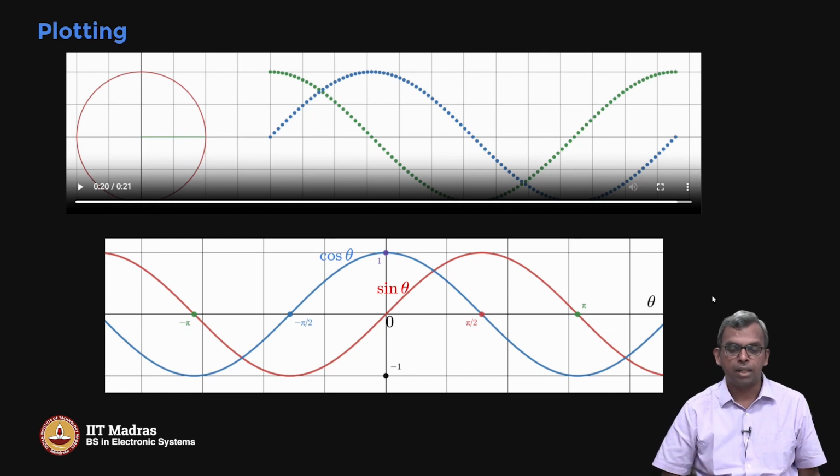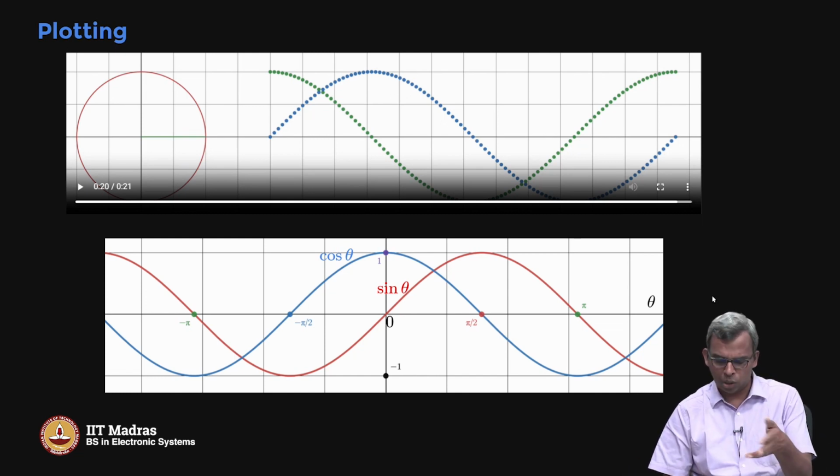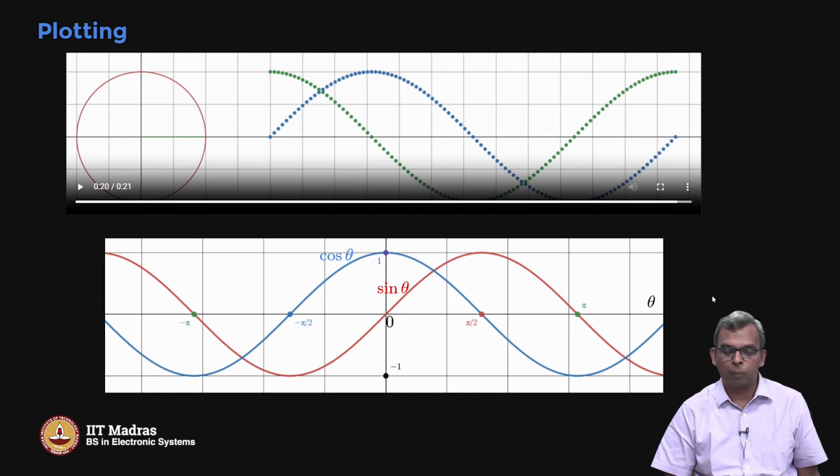So this is a plot, and I would urge you to use Desmos, I've done all this in Desmos. I urge you to use Desmos and play around with these things, and you'll see and understand them much better.